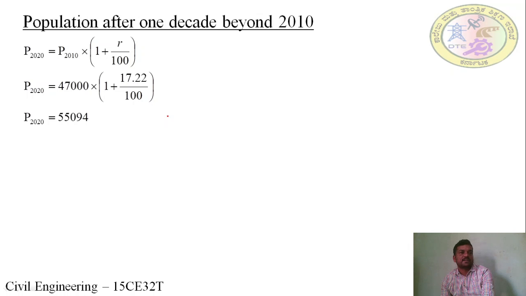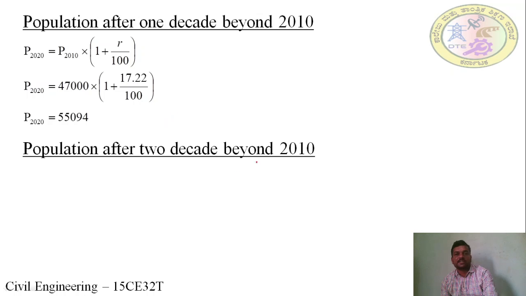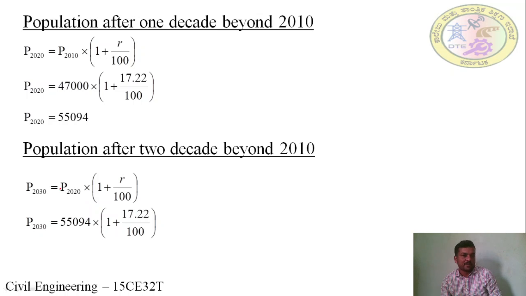it is 55,094. In the same way, we need to find out the population two decades beyond 2010, that is the population for the year 2030. Here we will substitute the values into the expression. The population for the year 2020, which we have calculated, is 55,094. The R value we found is 17.22. After substituting all the values, the population for the year 2030 is 64,582.